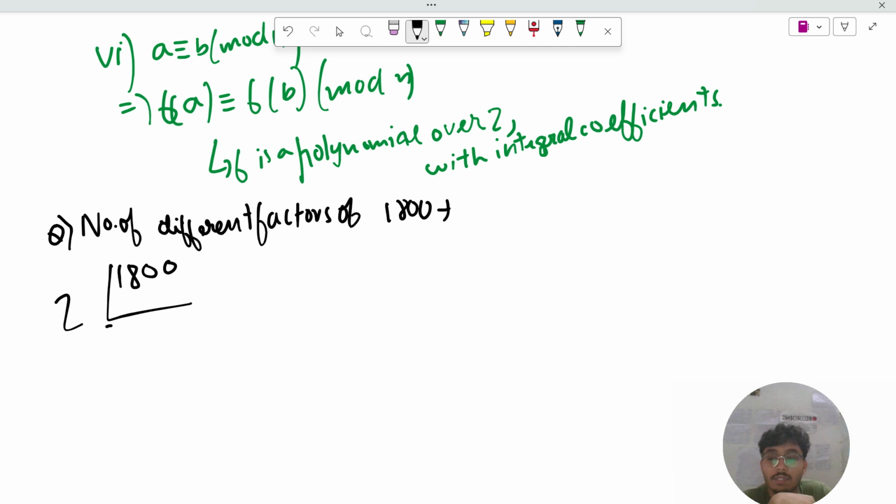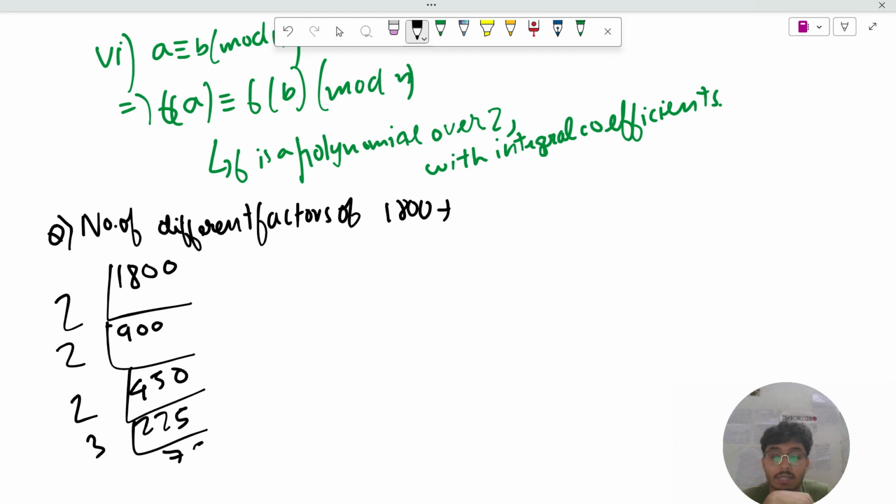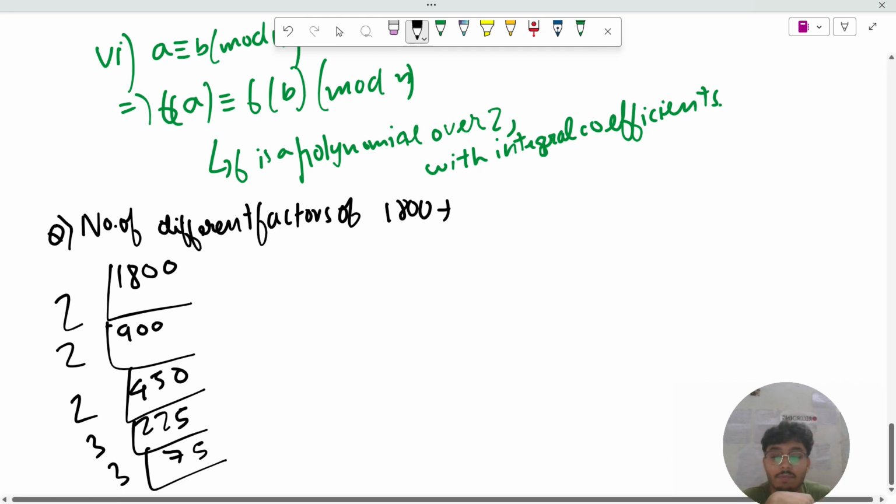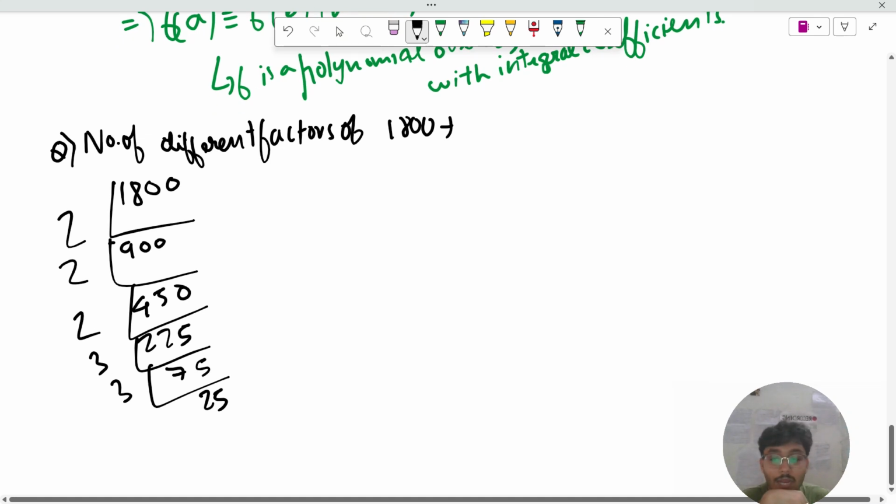So dividing by 2, it is my 900, dividing by 2 it is my 450, dividing by 2 it is my 225, dividing by 3 it is my 75, dividing by 3 it is my 25, and 25 is basically 5 into 5. So dividing by 5 is 5 and dividing by 5 is 1.